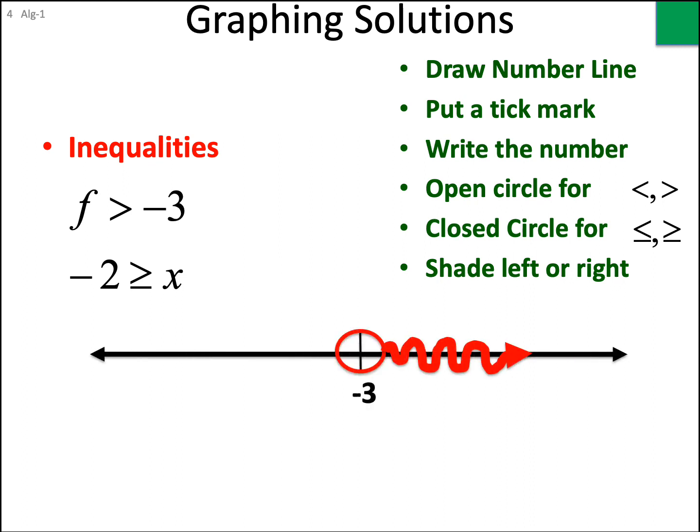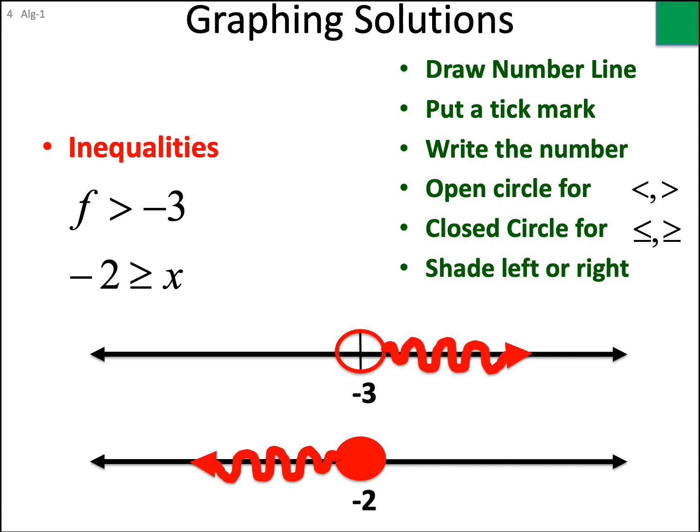Okay, so here are your two answers. For the first one, it says f is greater than -3. So open circle on -3, shade right. So all the numbers that are bigger than -3. For the second one, as I read it from variable to number, x is less than or equal to -2. The numbers that are smaller than -2, those are to the left of -2, but it does say less than or equal to, so I need to put a closed circle.